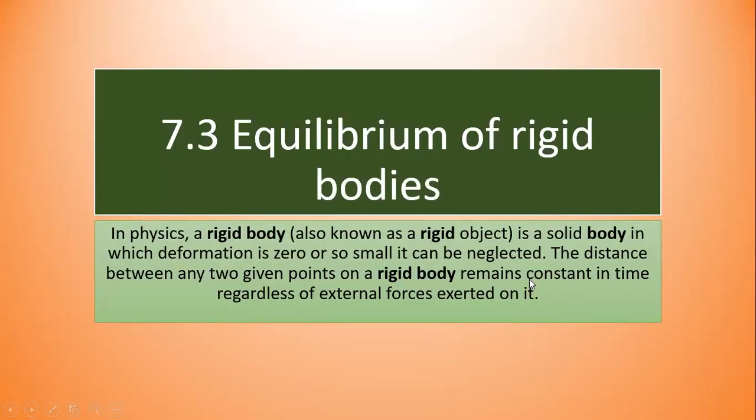Equivalent of rigid bodies. Right? In physics, a rigid body, also known as a rigid object, is a solid body in which deformation is zero. It doesn't increase in length or breadth, or if it does increase, it's so small that it's negligible. The distance between two given points on a rigid body remains constant in time regardless of external force acting on it. It means we don't bother about the body becoming longer or shorter. That's a rigid body.